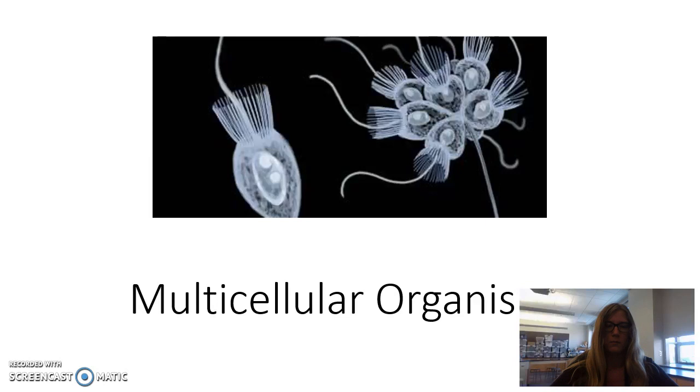Now, multicellular organisms. So these organisms, due to having many cells present in them, are much larger in size and are very complex in structure. We classify multicellular organisms as eukaryotes. Examples of eukaryotes include humans, animals, plants, and all kinds of fungi.